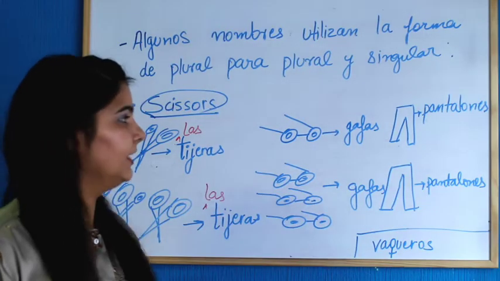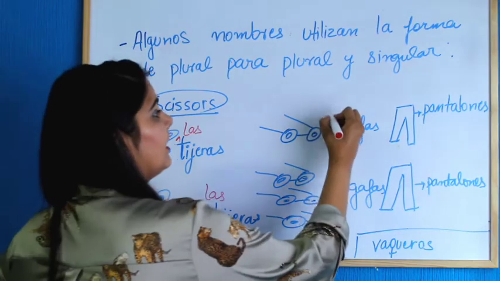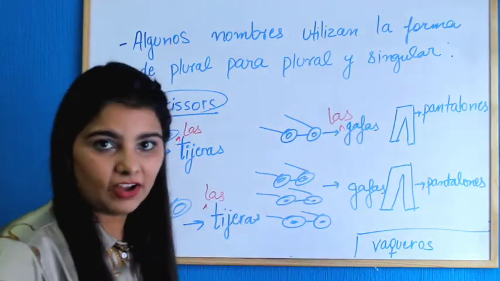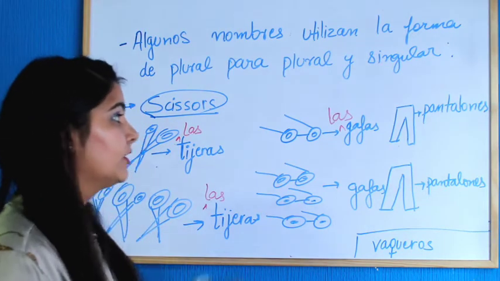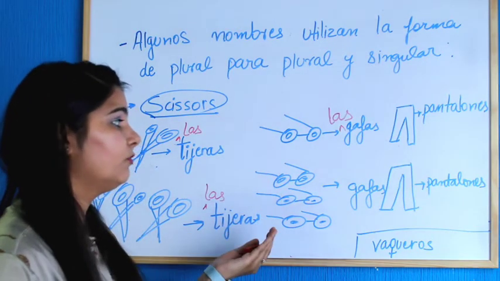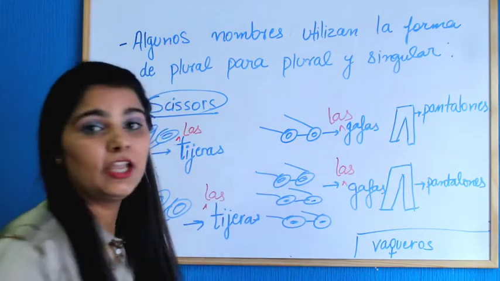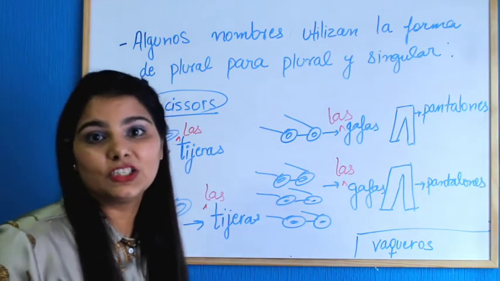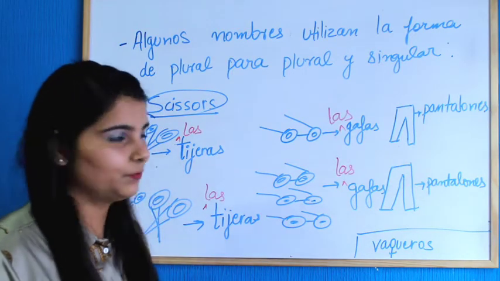Next example is gafas, or rather las gafas. So las gafas are the glasses that we put on. Okay? So if it's just a single piece, las gafas. If it's more than 1, 2, 3, 4, then also las gafas. By the way, if you want to talk about sunglasses, you can always say gafas de sol. Okay? So gafas de sol would be sunglasses.